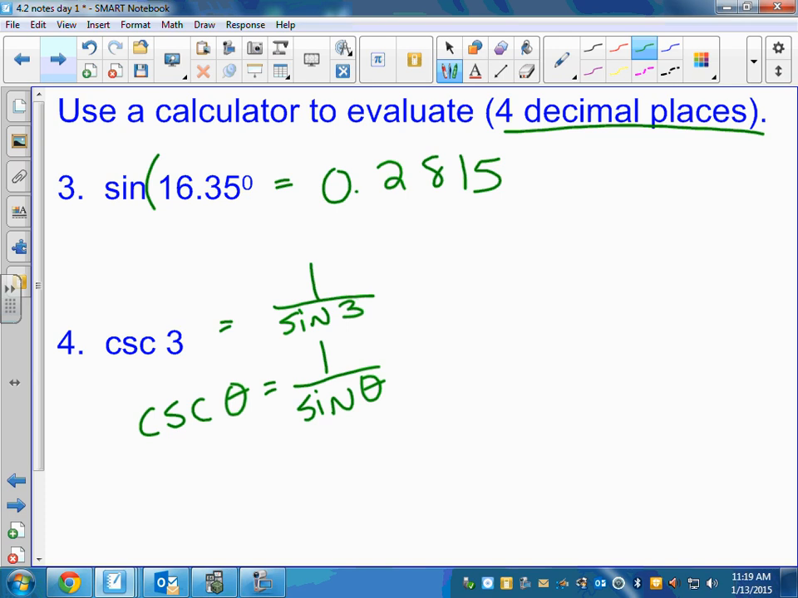I cannot help you type things in your calculator on a test, so that's why you have to make sure that you do these and see me if you have trouble. Don't leave. I'm holding you hostage. It's 1 divided by sine. You have to be in radian mode. 1 divided by, don't use the fraction button, 1 divided by sine of 3 in radian mode.